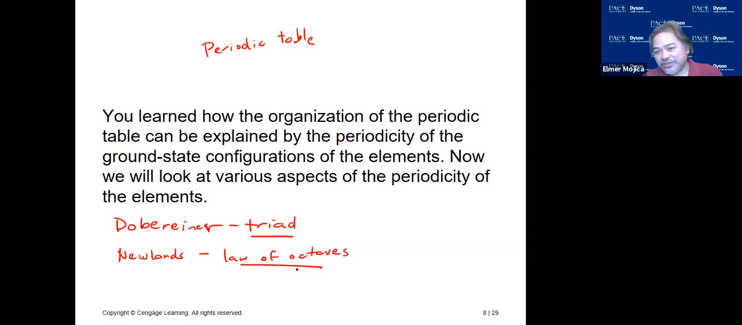So what is the law of octaves? The song Do, Re, Mi, Fa, Sol, La, Ti, Do, right? You know the musical notes? Do, Re, Mi, Fa, Sol, and then it will repeat back to the Do. But the problem with this one is it is limited until the element calcium.